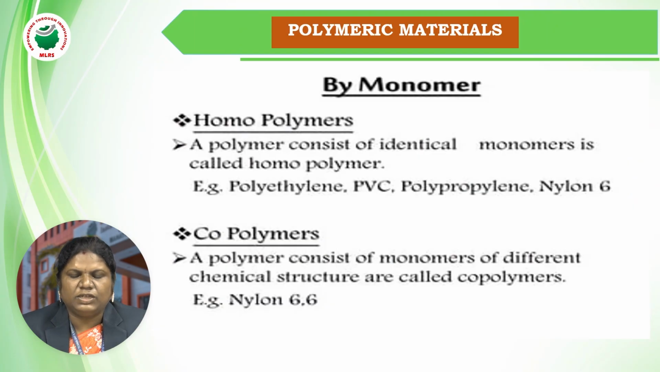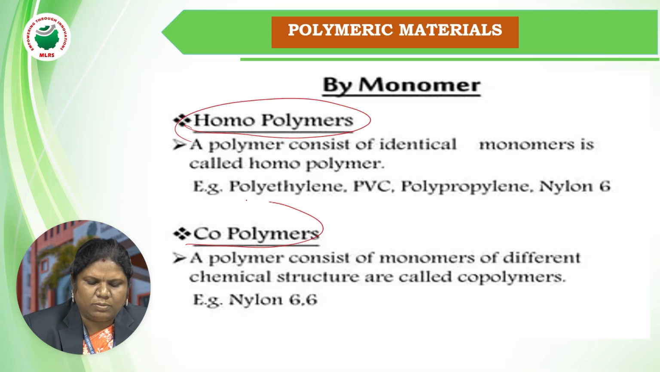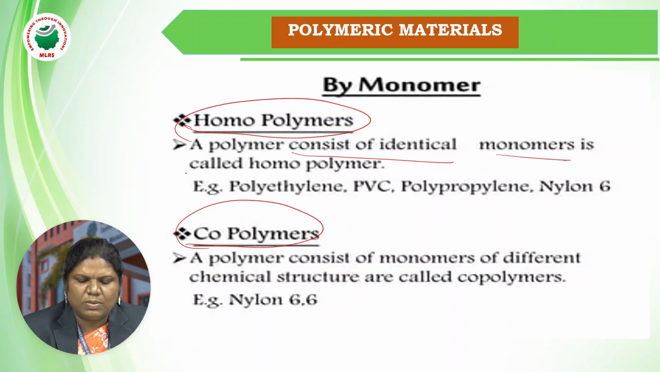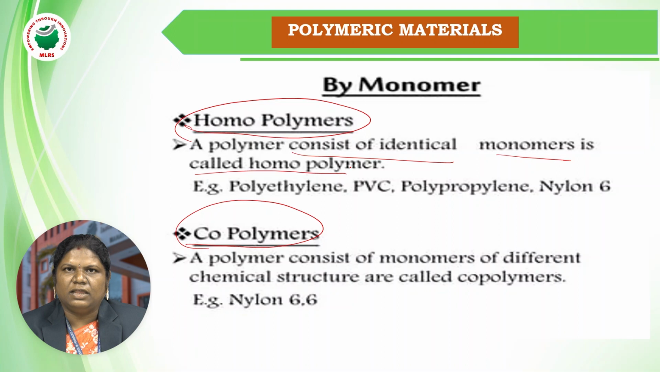And next, classification based on monomers: homopolymers and copolymers. What does homo mean? Homo means same type. A polymer which consists of identical monomers is called a homopolymer. Identical means the same type of monomers will be present. That is called a homopolymer.